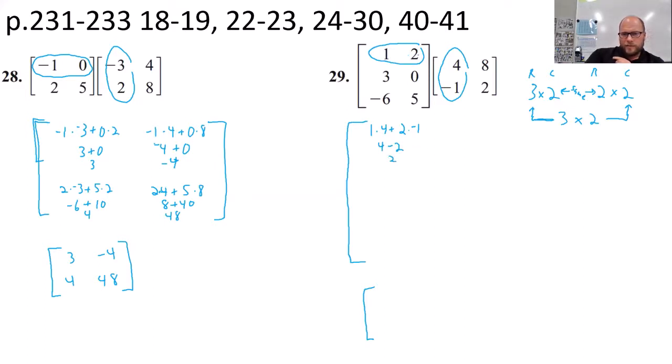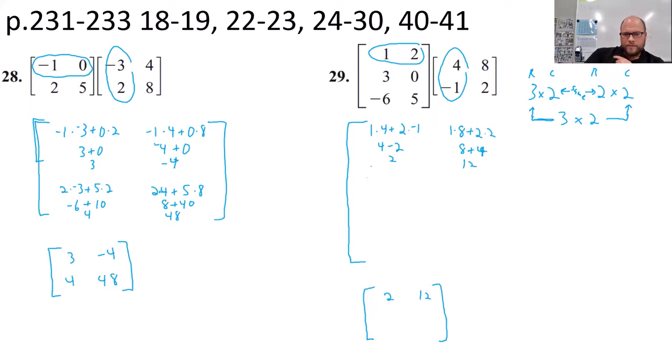Moving on over, first row, second column. 1 times 8 plus 2 times 2. 1 times 8 is 8. 2 times 2 is 4. Add together and you get 12. So we have 2 and 12 so far.